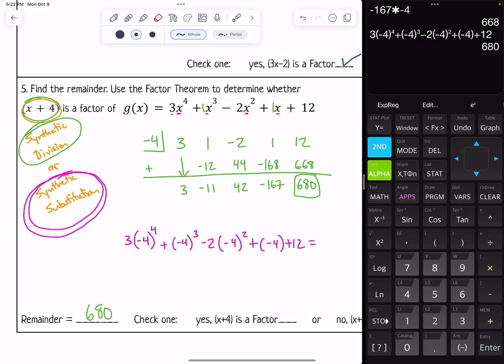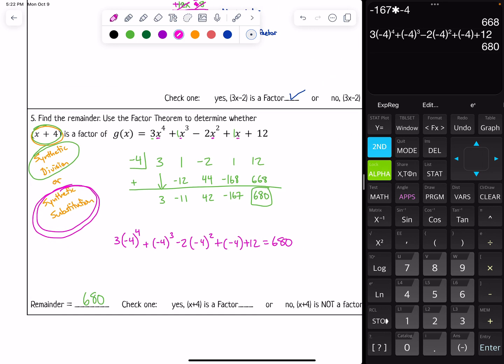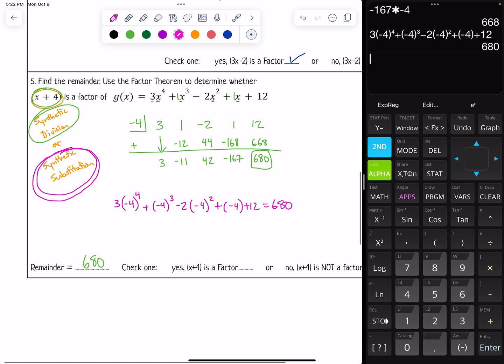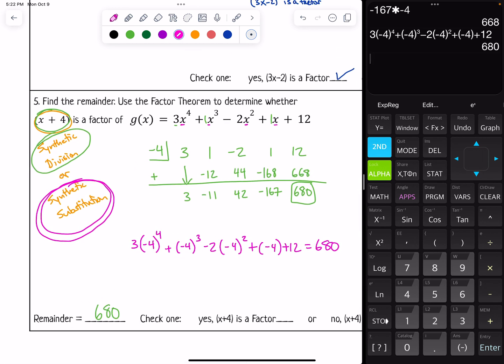And notice we get the same result with synthetic substitution that we got with synthetic division. So it's certainly okay to do this problem either way, and you don't have to do it both ways. But that's it for practice quiz number 9.